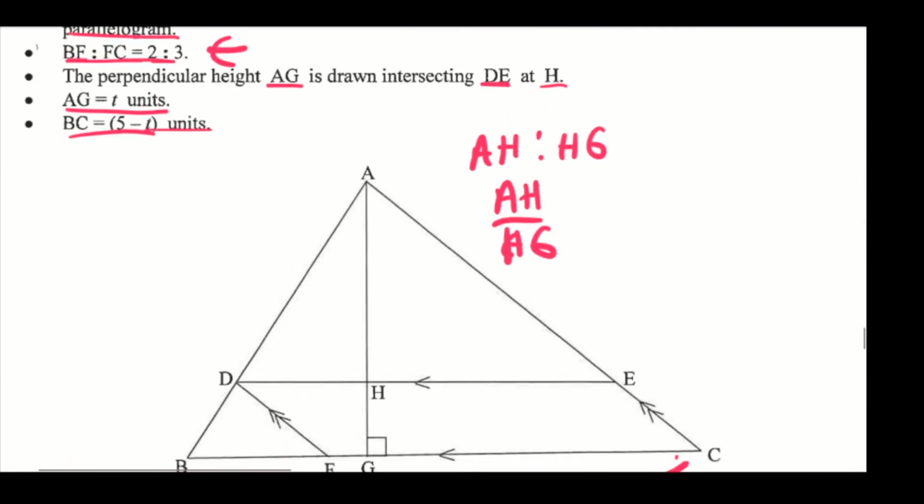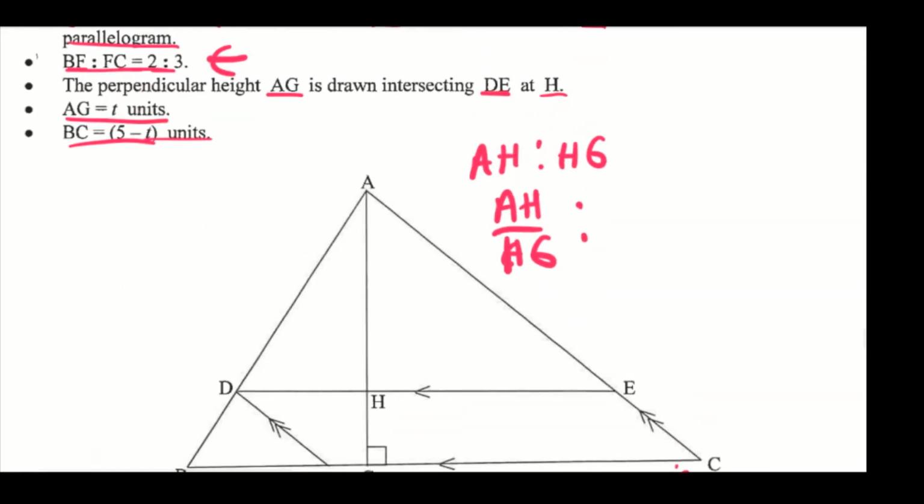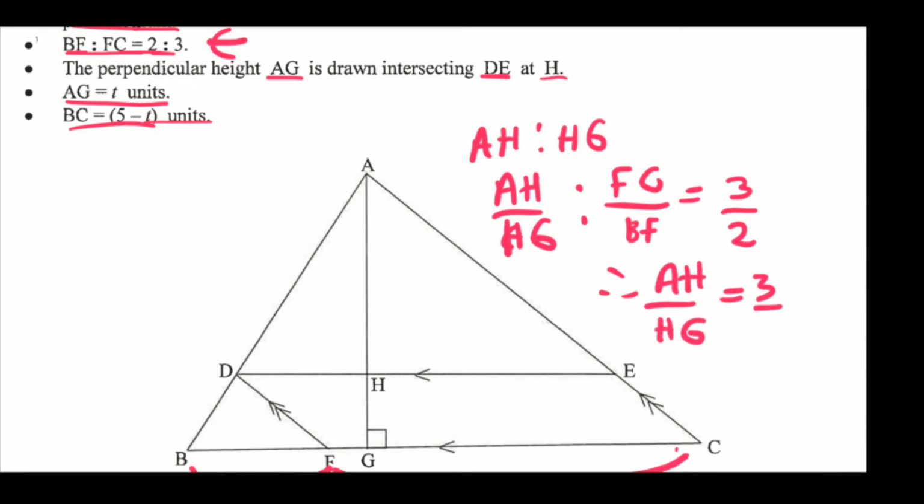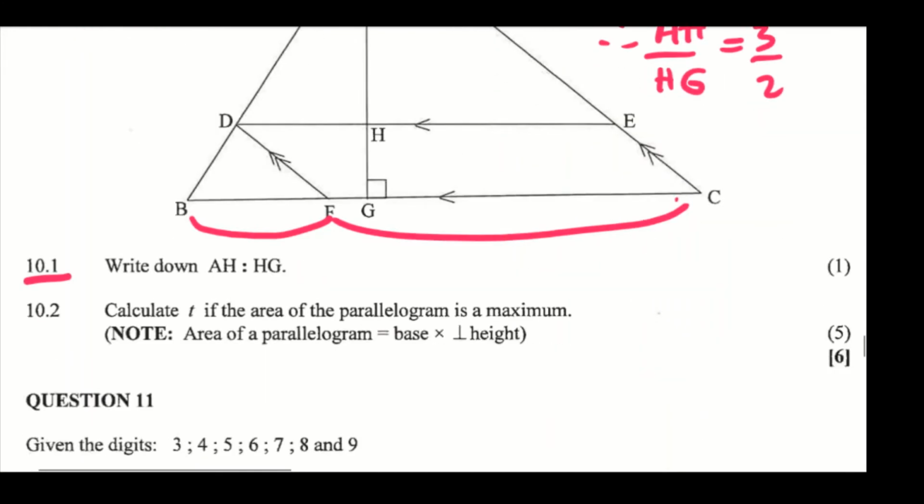So the ratio of AH is to HG is the same as, because AH is the longest side, FC over BF, which is equal to, FC is equal to 3, and BF is equal to 2. So therefore, AH over HG is equal to 3 over 2. So that is the ratio for this problem here.